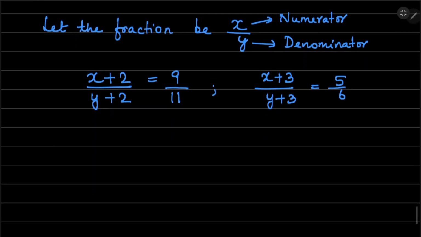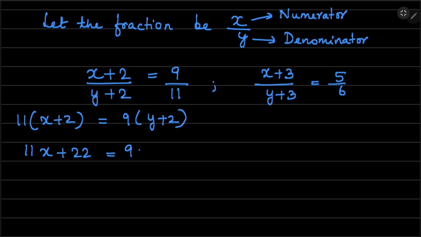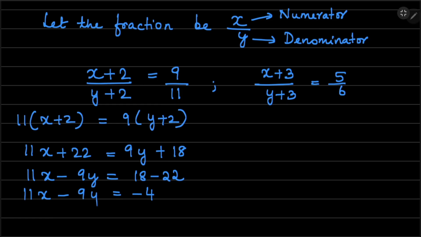Okay, so let's do it. Cross multiply the first one. So 11 multiplied by x plus 2 is equal to 9 multiplied by y plus 2. Open the bracket. So what do you get? 11x plus 22 equal to 9y plus 18. So 11x minus 9y, I'm taking it to the LHS side. RHS, it's 18 minus 22. What is 18 minus 22? Minus 4. Okay, so 11x minus 9y equal to minus 4. Let this be your equation 1.